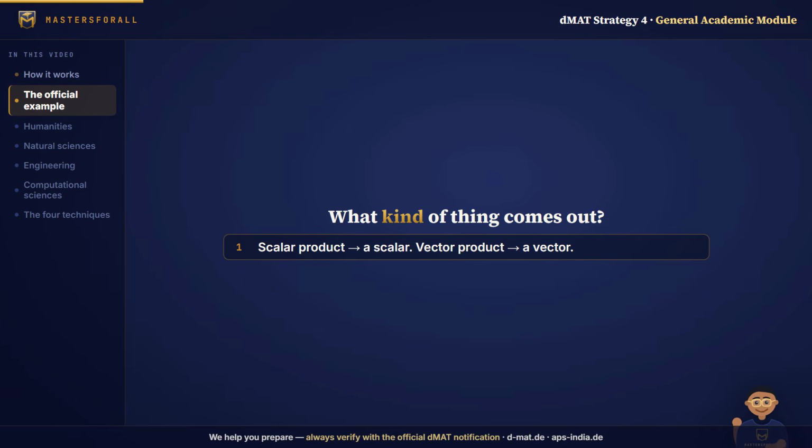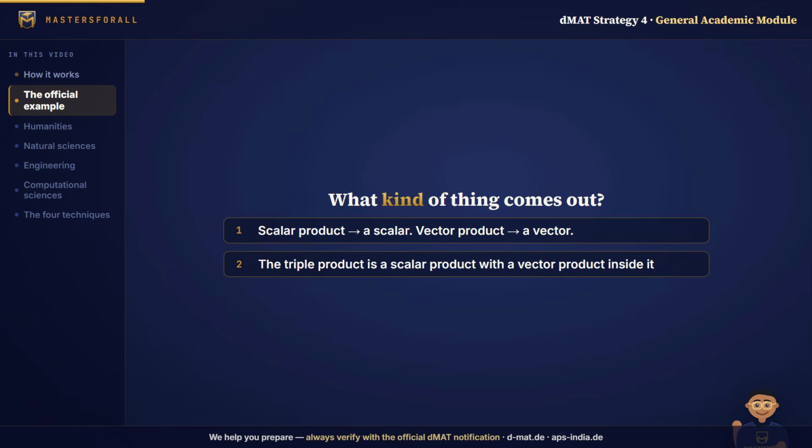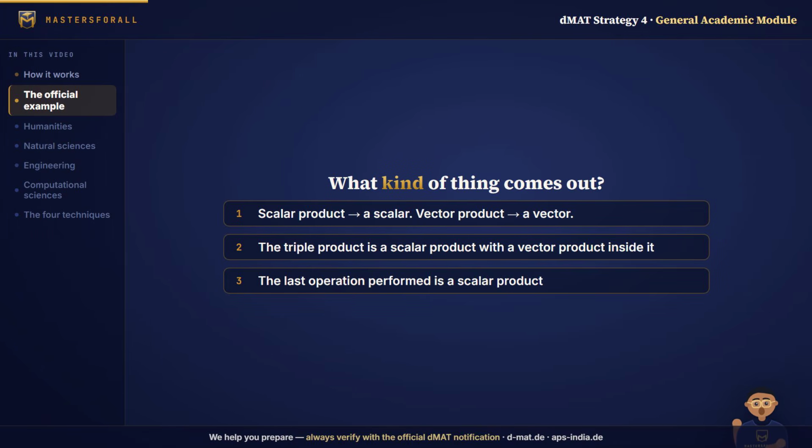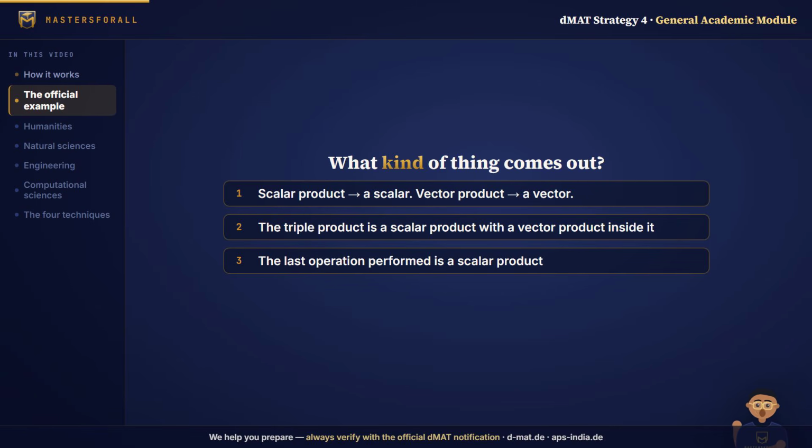A scalar product gives a scalar, a vector product gives a vector. So only the triple product is in doubt, and the table settles it. The triple product is a scalar product taken with a vector product inside it. The last operation performed is a scalar product, so the result is a scalar. Scalar, vector, scalar. The official answer is B. Not one number calculated. We come back to that in the last passage.